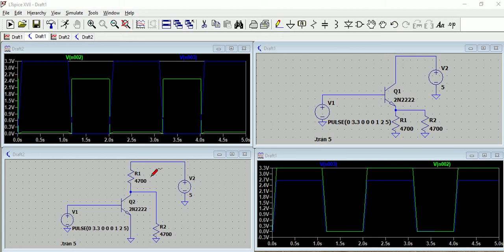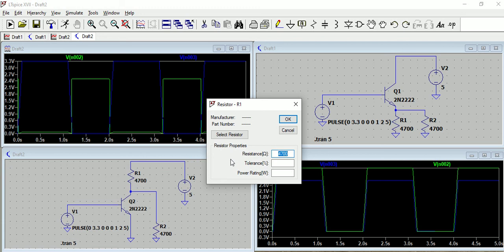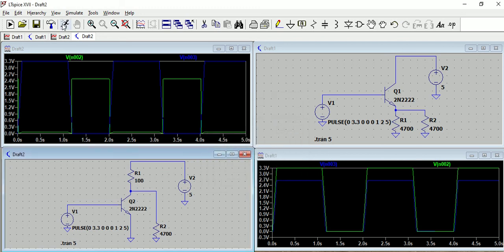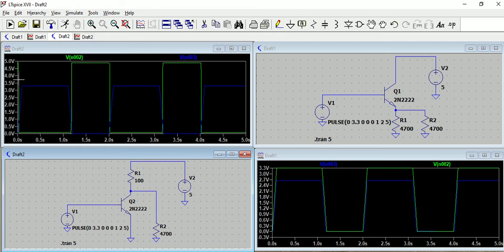So let us assume a scenario where I am just making it 100 ohms. If you can see here, when we make it 100 ohms, the output has increased, but still you cannot achieve the maximum 5 volts, because there is a voltage division happening here. So this is how we have used the NPN transistor as a switch.